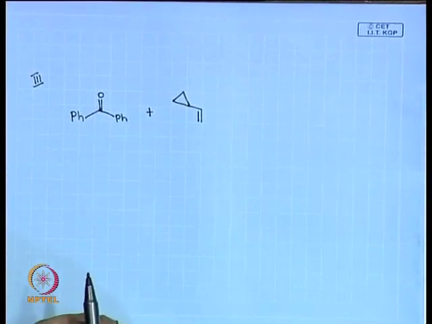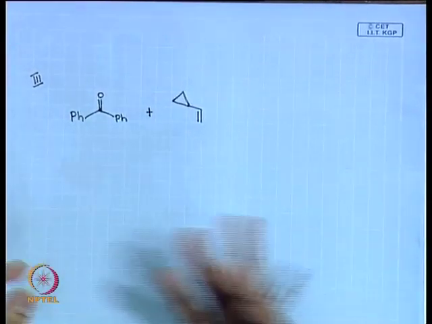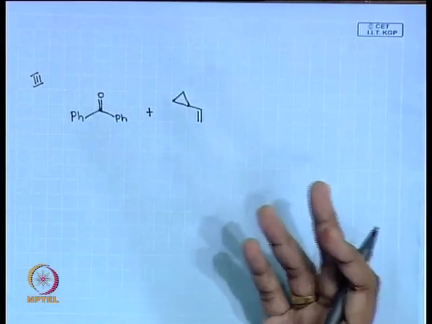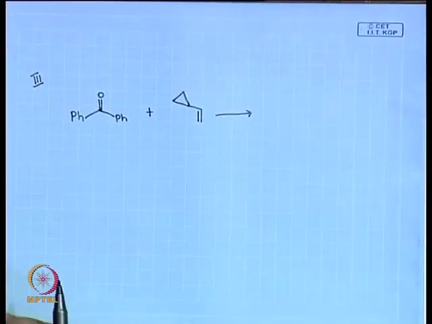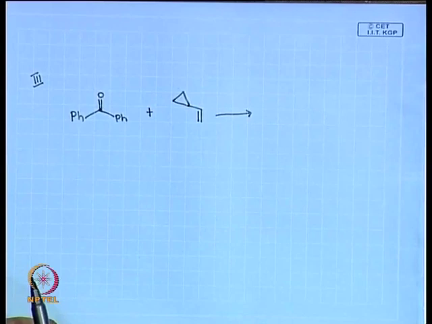I know that even you get bored when you start writing just a ketone with your alkene. There's no fun. We'll take this type of example where it has something. I'll say that you get two products in this reaction. Get me the two products.